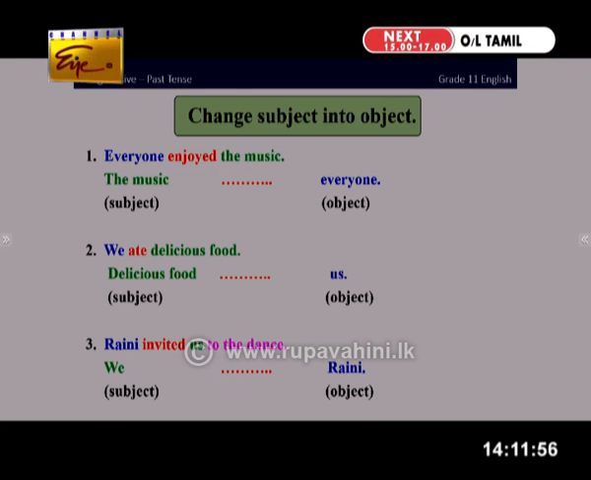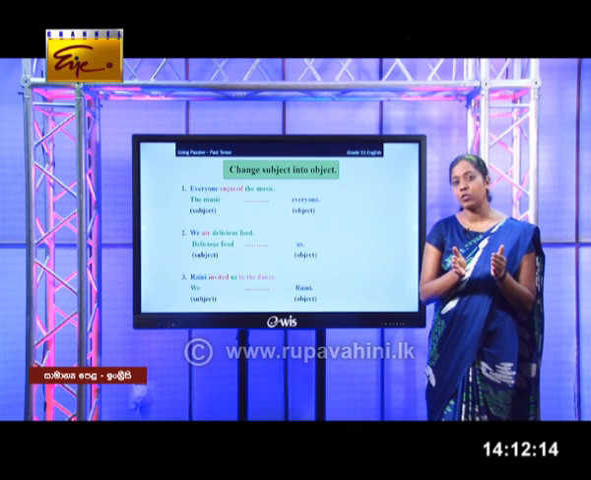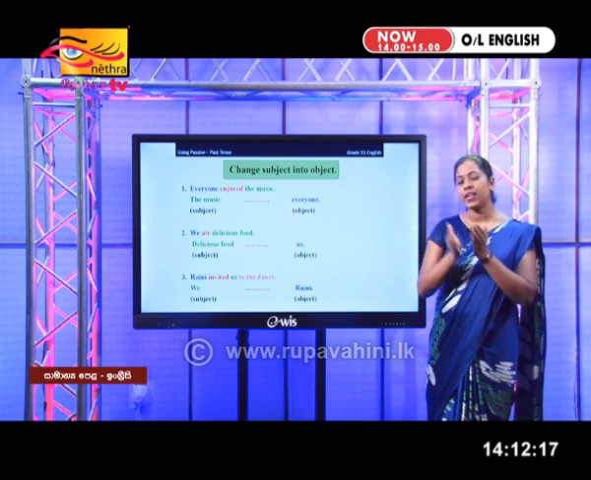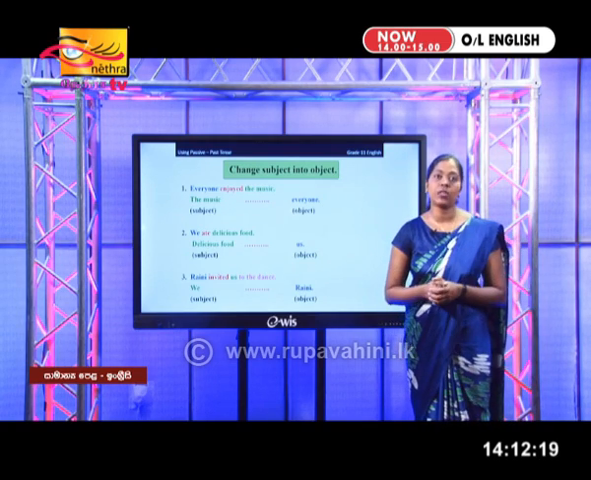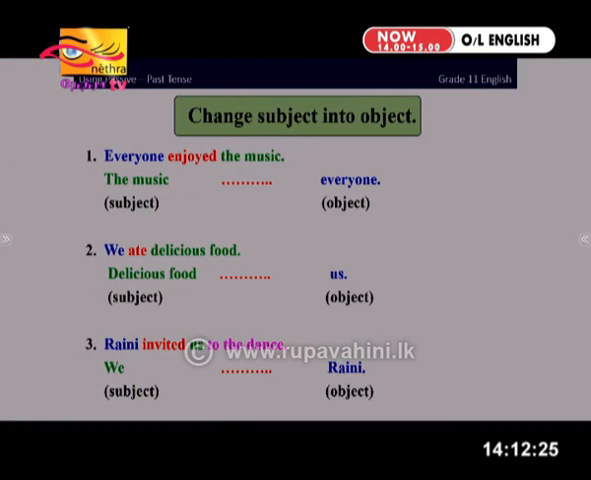Look at the second one as well. This is a very important sentence because here the subject is a personal pronoun, we. You know that you learnt pronouns and you know that we have subject and object pronouns. When we use the pronoun in the subject position, you definitely have to use the subject pronoun. Likewise, when you move that into the object position, you definitely have to use the object pronoun. So that is what has happened here. We ate delicious food, and we bring we behind to the object position, and what happens? We changes into us.